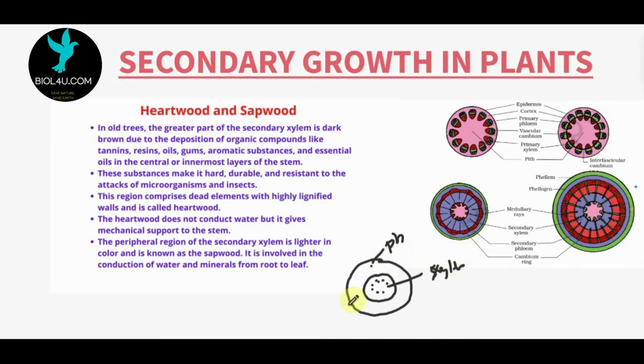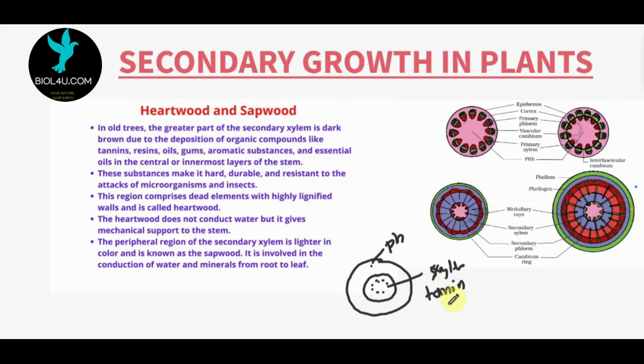So in the older trees, what happens? The greater part of the secondary xylem is dark brown due to the deposition of organic compounds on the secondary xylem. So what are these organic compounds? They may be tannin, or they may be resin.